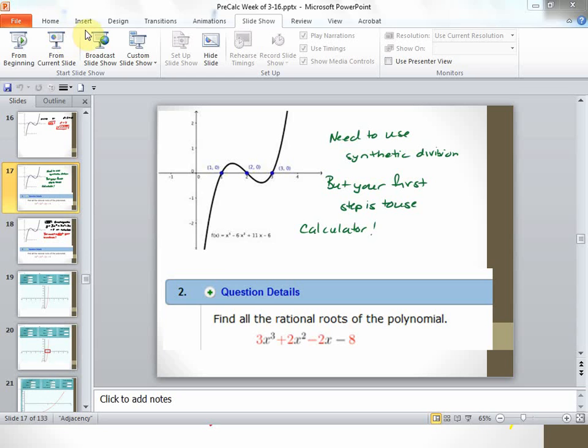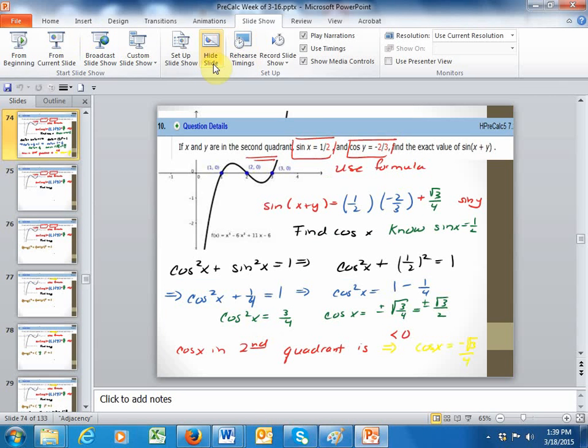So we found the cosine. We still got to get rid of the sine.